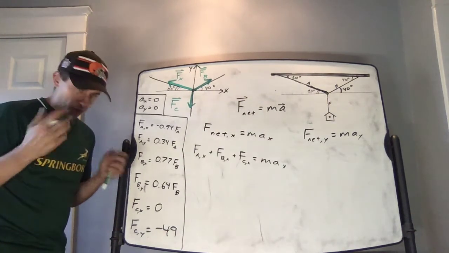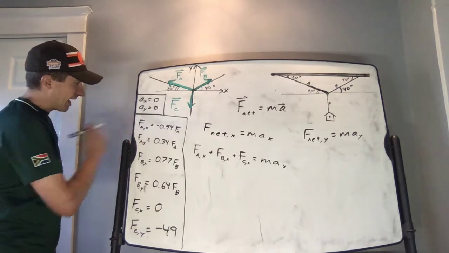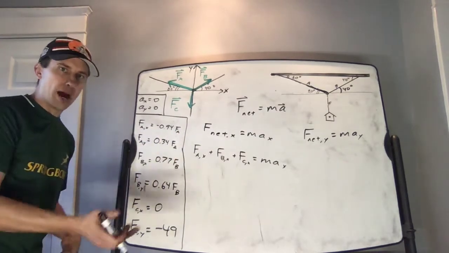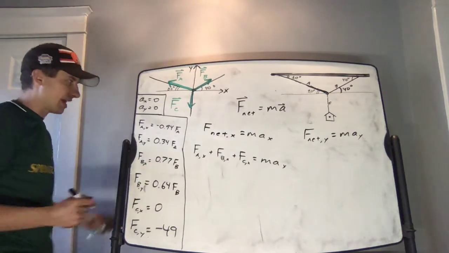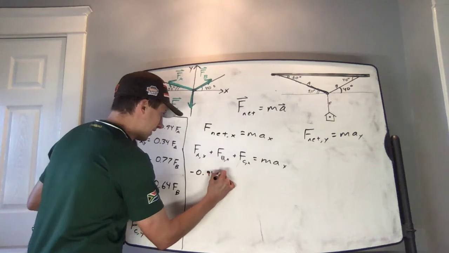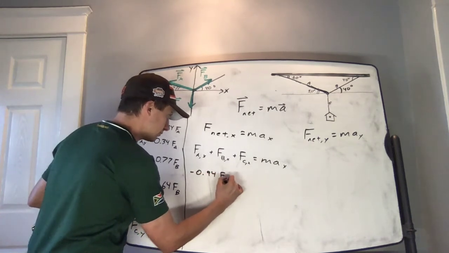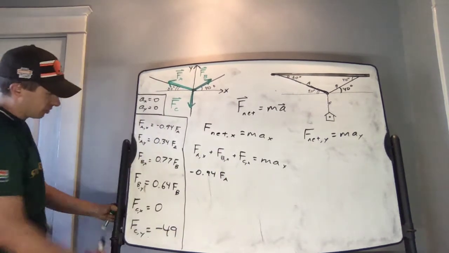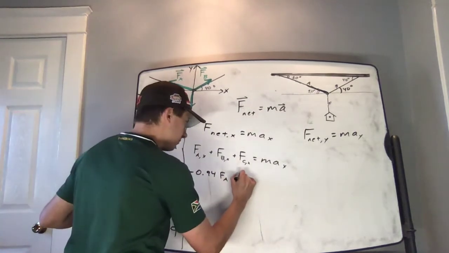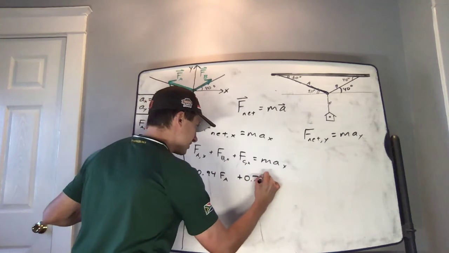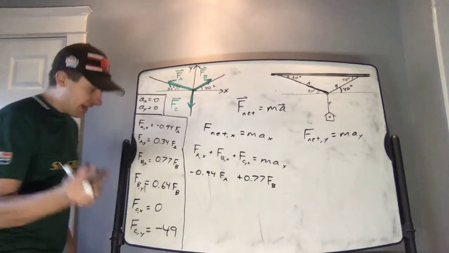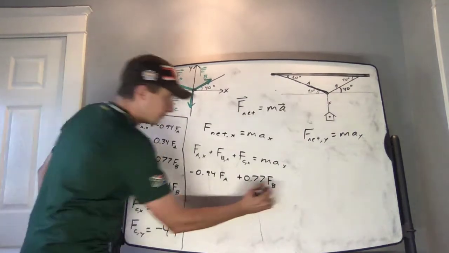And now I'm going to plug in numbers. So FAX, I have negative 0.94 times the total amount of tension in cable A. So negative 0.94 FA. FBX, I look at what I wrote, plus 0.77 FB. FCX is 0.